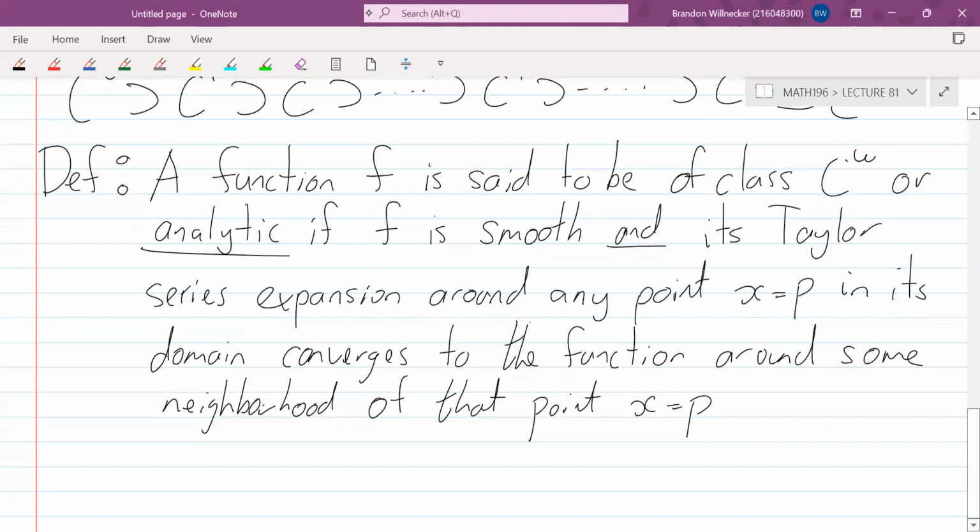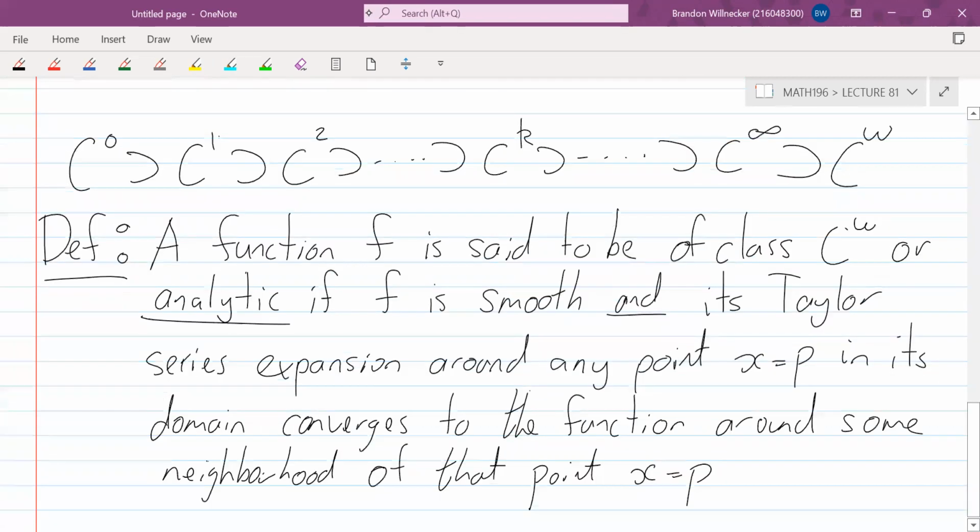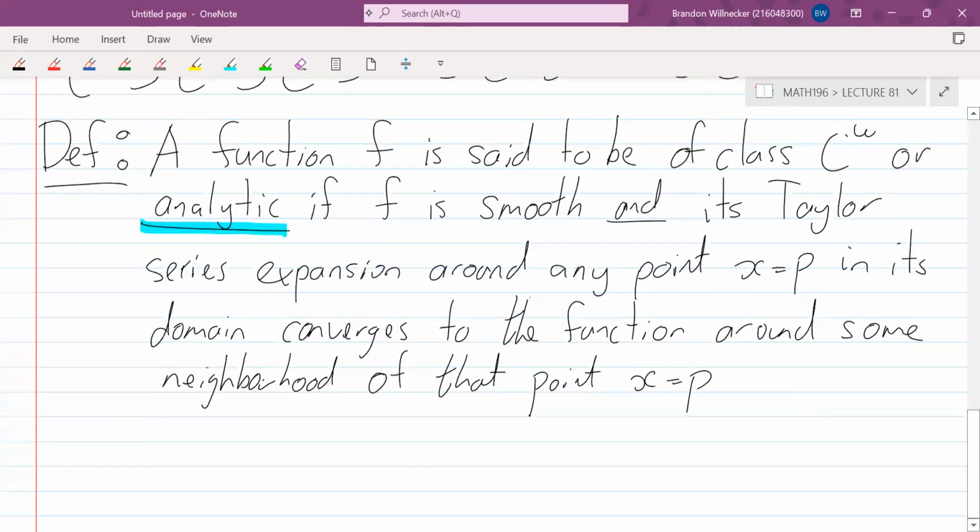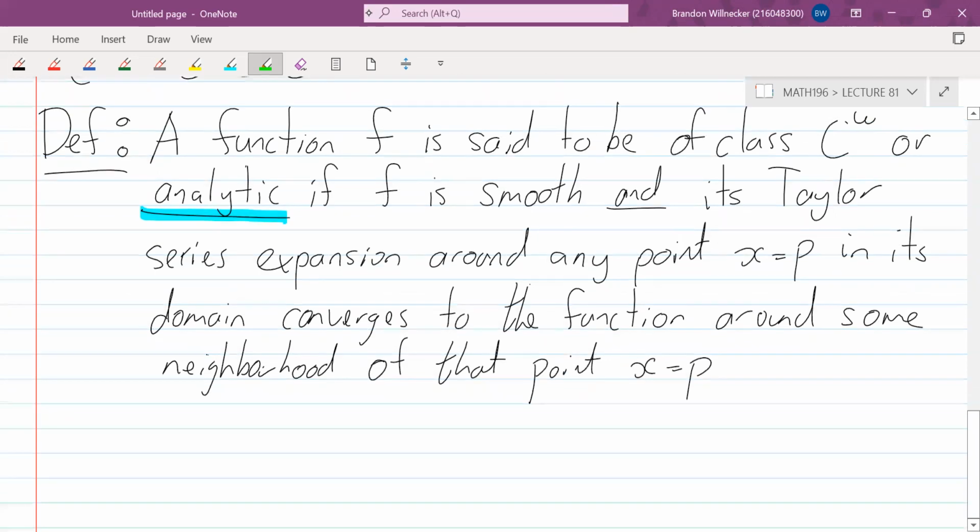Okay, so we've got a bit to unpack from this definition. So firstly, it gives us the name of the set, so C omega. Those functions are called analytic. Okay, so that's first. And secondly, we need to unpack this idea of Taylor series expansion. So what exactly is a Taylor series expansion? How do we find it? And what can we do with it?